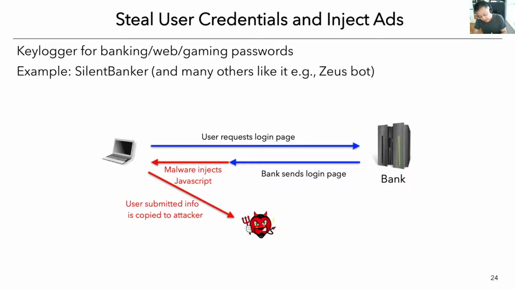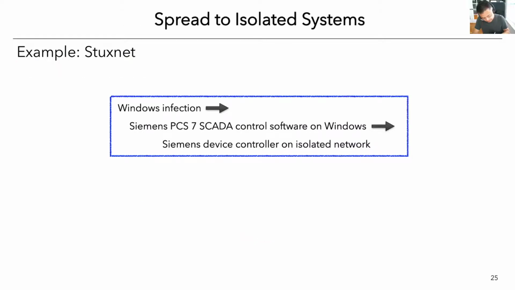For example, if you compromise a machine, you can install a keylogger for banking, web, and gaming passwords. The gaming password is actually a very interesting target, right? You have all kinds of investment in your game gear. So here is an illustration of this process.